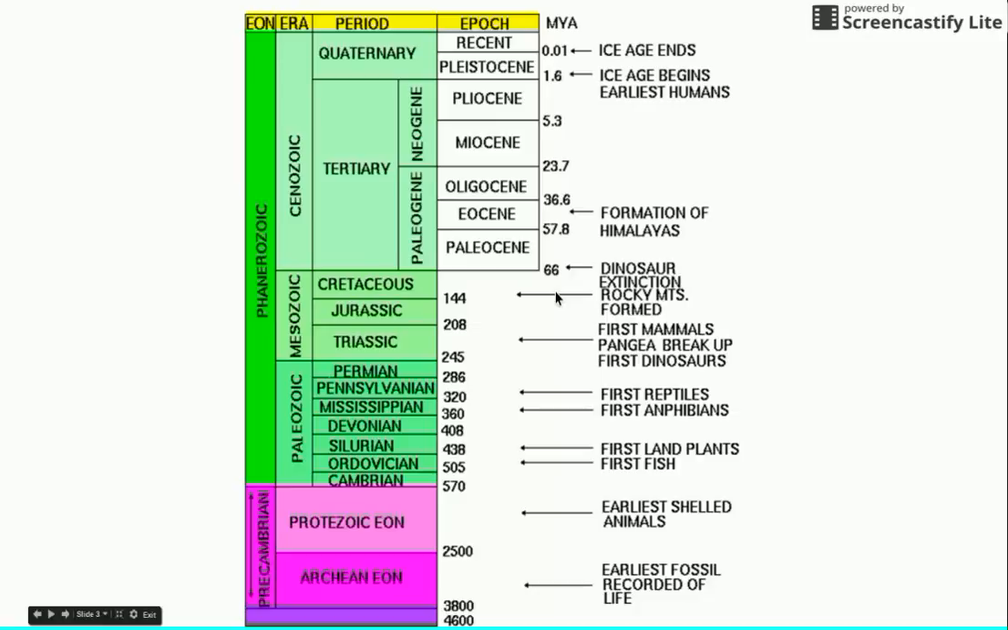Another thing you'll notice is these numbers down the side. Anytime you see numbers down the side with this MYA, this means millions of years ago. So, for instance, the Cretaceous period started 144 million years ago. And if you look to the right, you see the Rocky Mountains were formed during this time. You can also see that the first reptiles were formed 320 million years ago during the Pennsylvanian period. So you can follow this along to figure out when things happened and when things evolved, and those big things happened throughout time.